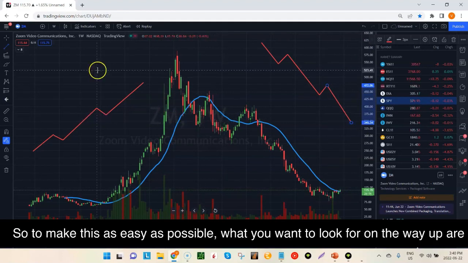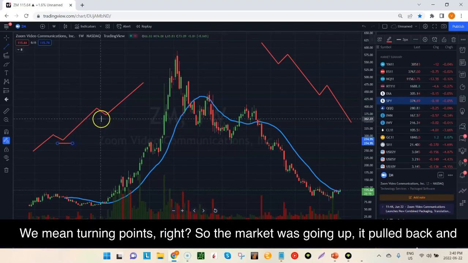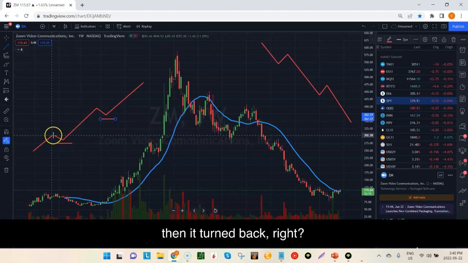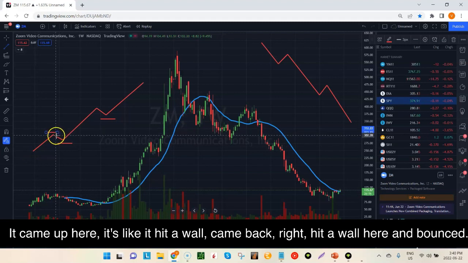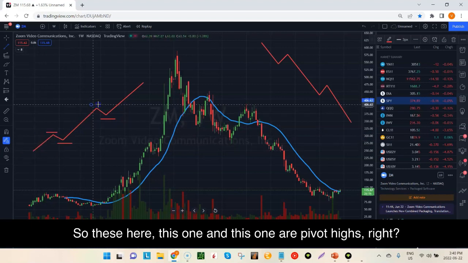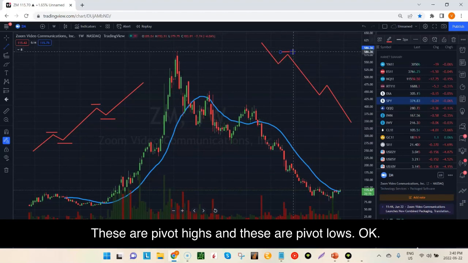So to make this as easy as possible, what you want to look for on the way up are pivot lows, which are these. By pivots, we mean turning points, right? So the market was going up, it pulled back, and then it turned back, right? So this would be a pivot high, right? It came up here. It's like it hit a wall, came back, right? Hit a wall here and bounced. So these here, this one and this one are pivot highs, right? And these are pivot lows. And then in a downtrend, these are pivot highs and these are pivot lows.